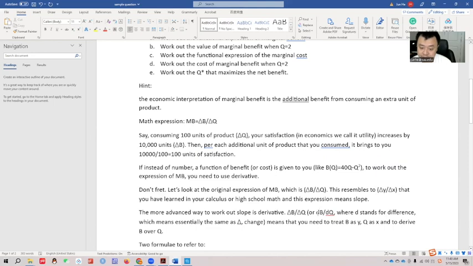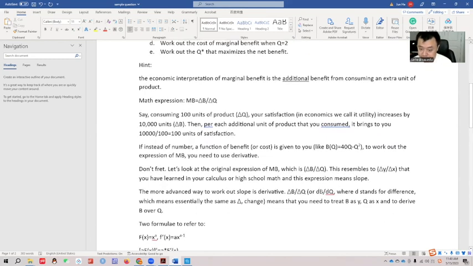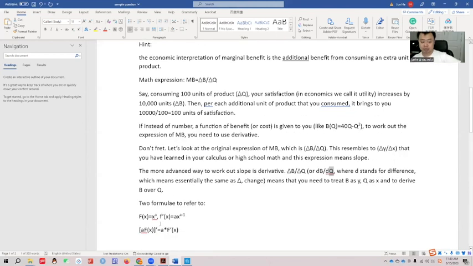So here, B is on top. That means we treat B as Y. Q is at the bottom, which means we treat Q as X. Here we are deriving B with respect to Q. We're treating B as Y and Q as X. The two formulas that we need to refer to are the following. I'm writing them down on the top of my paper as well for later reference.